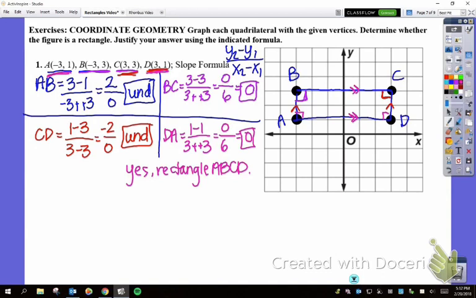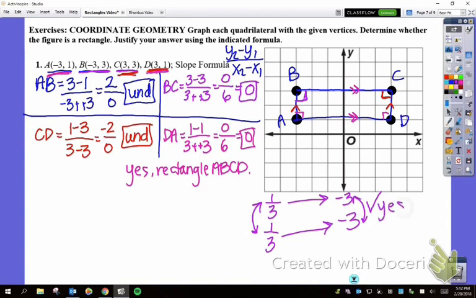Now, remember in the past, if we had slopes that were like 1/3 and -3 and 1/3 and -3, those would also form a rectangle because these are opposite reciprocals and these are opposite reciprocals and these are the same slope. So this would be yes also.